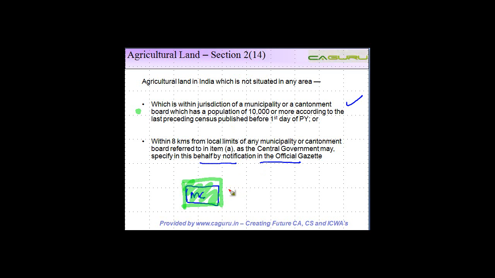The second point says that even if you lie within 8 kilometers, whether it's on the right side, upside, downside, left side, if you are lying within 8 kilometers from the jurisdiction of this municipal corporation, even then you will not be given the beneficial treatment given to agricultural land for capital gains purposes. Right? So 2 points. 1, if you are within a municipality or a cantonment board, no benefit. Even when you are within 8 kilometers, then also no benefit.